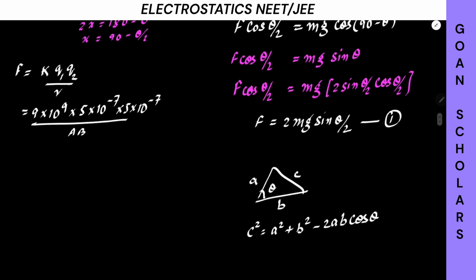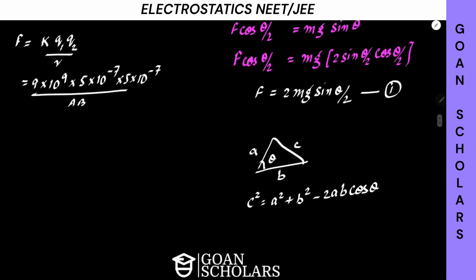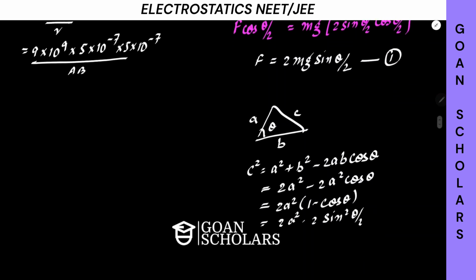Now, if A and B are equal, like in this situation, our AP and PB are equal, 30 centimeter each, this will become 2A square minus 2A square cos theta. This gives 2A square common out, 1 minus cos theta. And 1 minus cos theta is nothing but 2 sine square theta by 2, the half angle formula. So this gives 4A square sine square theta by 2. That is our C square, or C will equal 2A sine theta by 2.